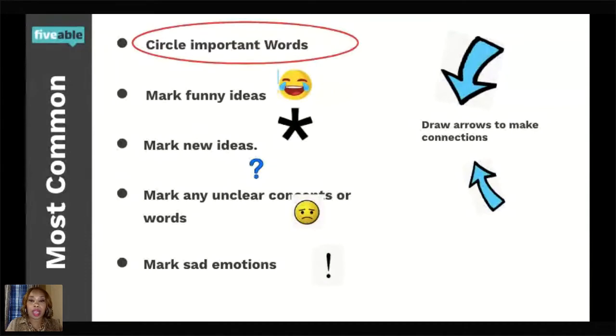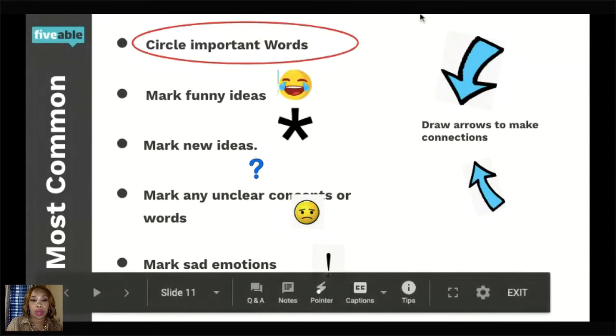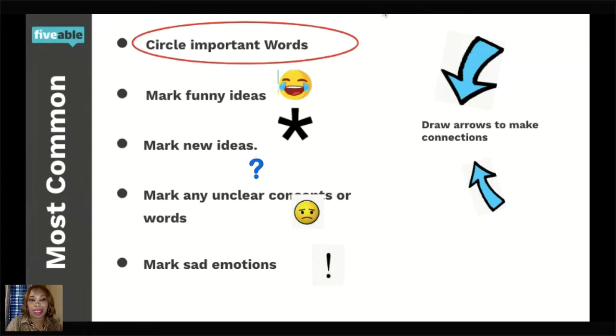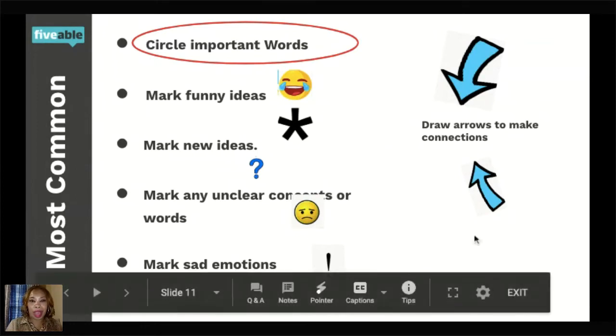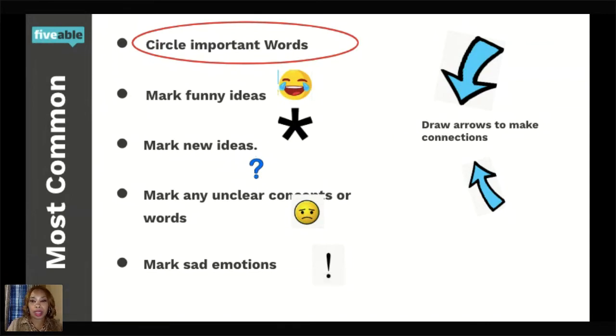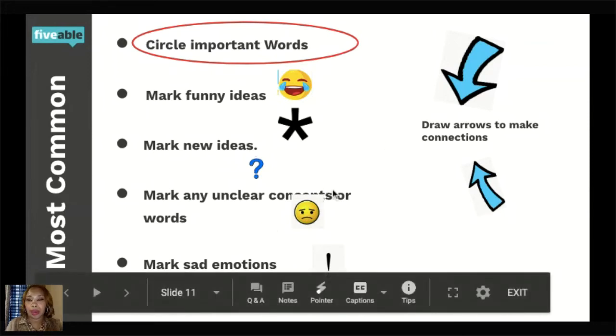So are there any types of common annotations that I may have left out that you all can think of that your teachers may have told you to use? Anything that stands out? If you want to chat me some examples that may stand out, you can. So we have circling important words, marking funny ideas, marking new ideas, any unclear concepts. I gave you emojis, stars, question marks, exclamation marks, and arrows. Is there anything that I may have missed that you guys can think of for annotating?